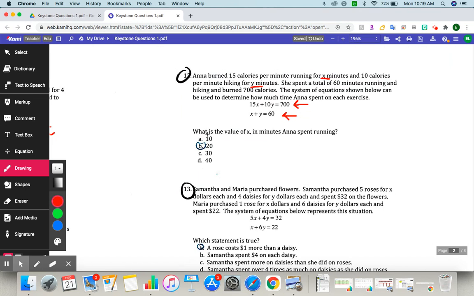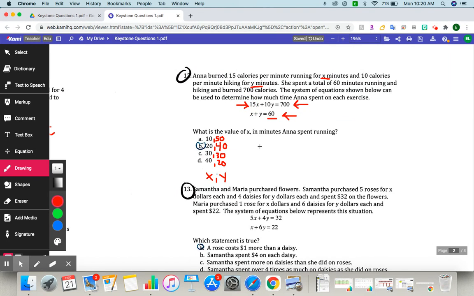So for example, if X represents the amount she spent running, but she exercised for a total of 60 minutes, then if she ran for 20, that means she hiked for 40. If she ran for 10, that means she hiked for 50. If she ran for 30, she hiked for 30. And if she ran for 40, she hiked for 20. So which combination of these XY pairs would also make this equation true?